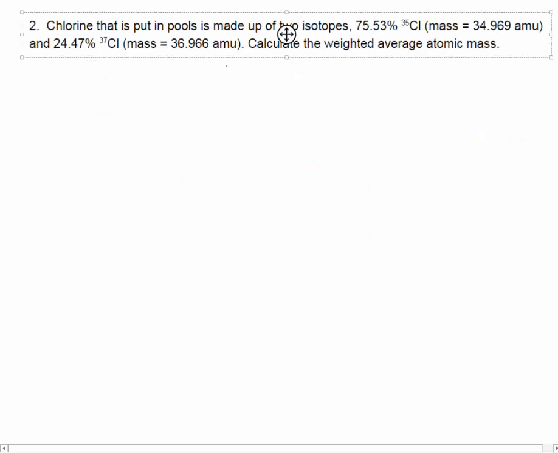Okay, this one introduces, and this whole worksheet does this because I'm trying to introduce you to different things here. So chlorine that is put into a pool is made of two isotopes. Again, just chlorine atoms that have different amounts of neutrons in them. And see here you have this new symbol. This is what's called isotope notation.